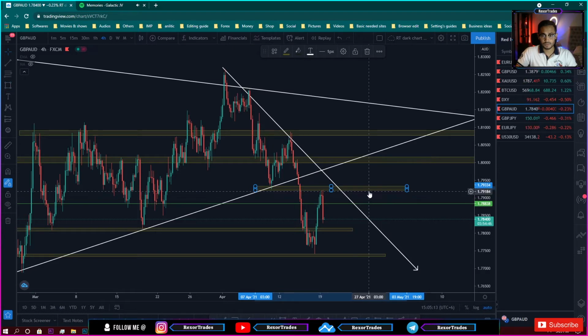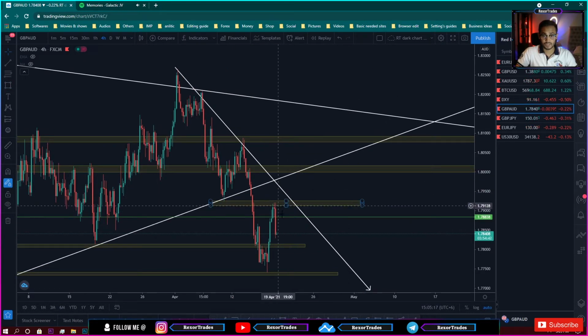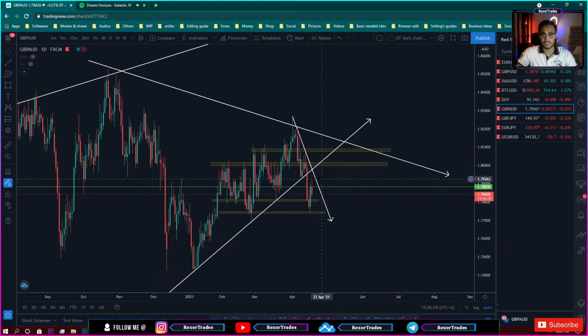If the price doesn't respect this zone, you can tell if the price breaks out of this zone on the way up. Then you can take a long entry and set your TP around here or here. Then I think it might come to retest this zone or this zone. That's what GBPAUD might do next.